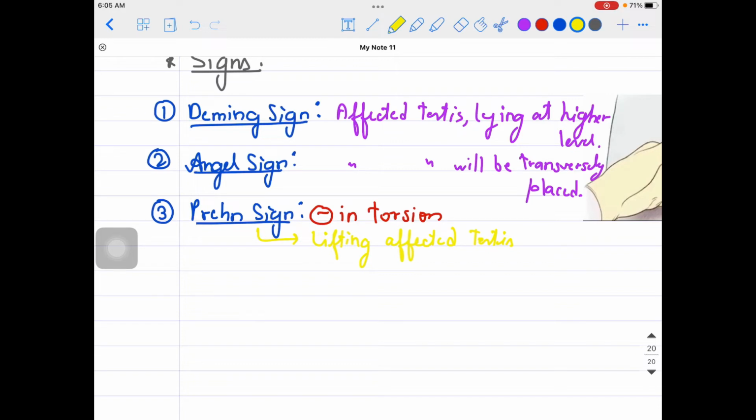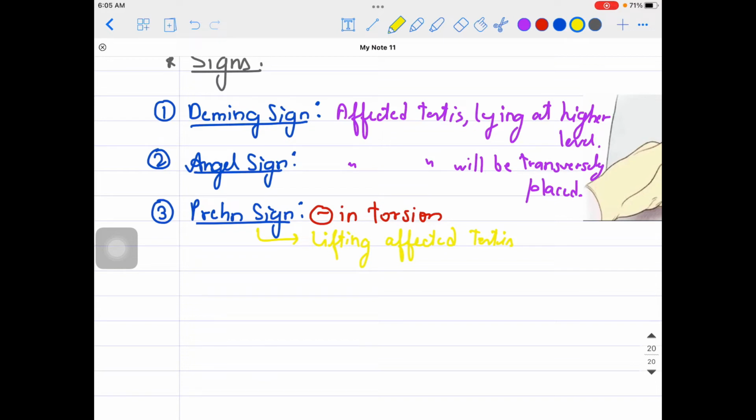So the praying sign is differentiating between the torsion and the epididymo-orchitis, which means the inflammation of the epididymis and the testis, right? So if you elicit the praying sign, you can differentiate between testicular torsion and epididymo-orchitis. If the praying sign is positive, then it would be epididymo-orchitis. If the praying sign is negative, then this would be testicular torsion.